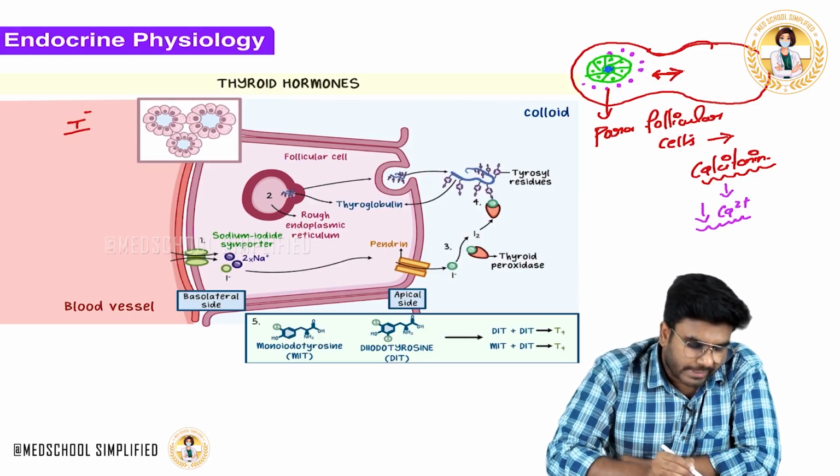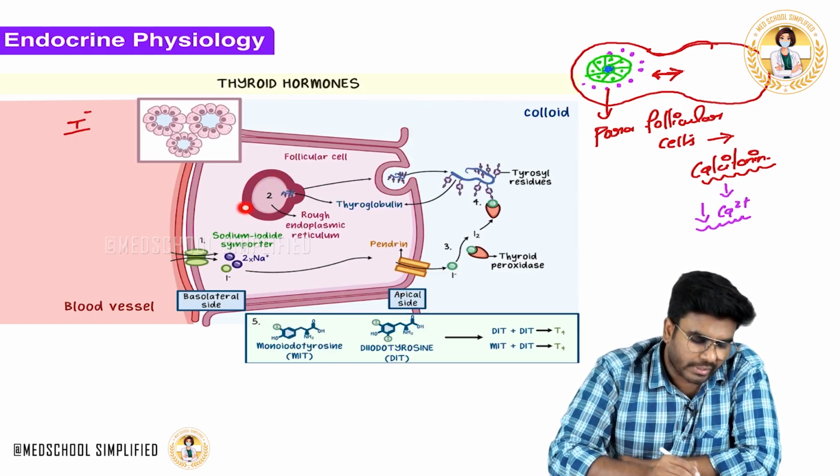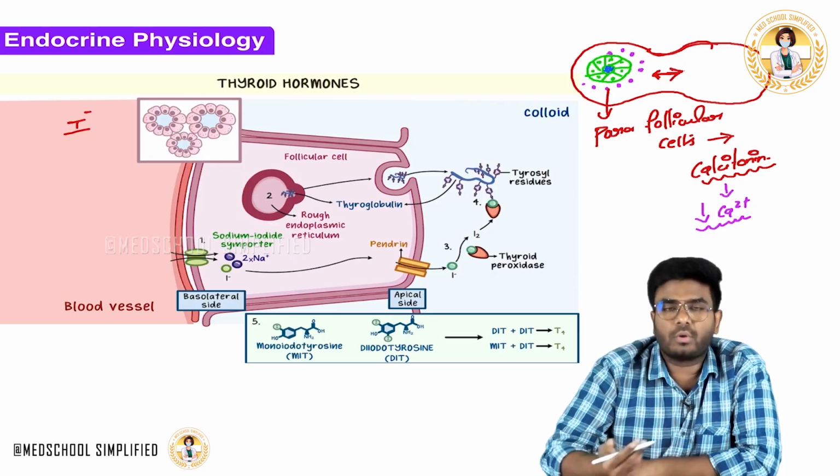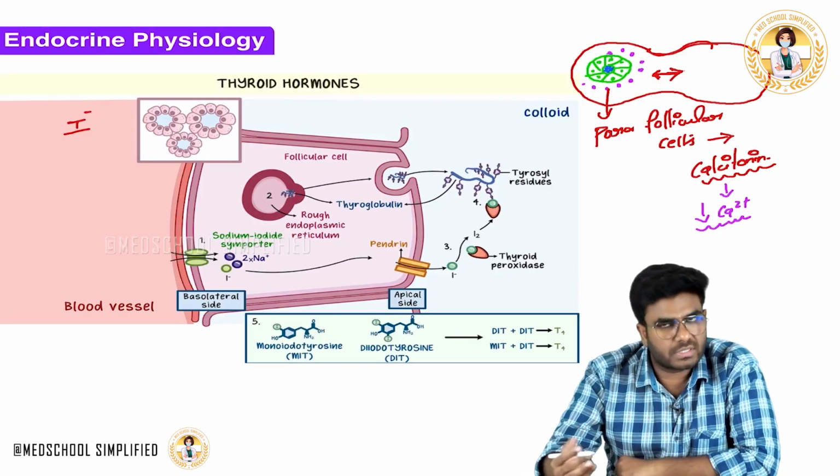About this lady. Now these follicular cells, this is the second thing. These follicular cells are producing an important protein which is called thyroglobulin. This is the rough endoplasmic reticulum. We all know the rough endoplasmic reticulum is the endoplasmic reticulum with the ribosomes, where protein synthesis will happen.